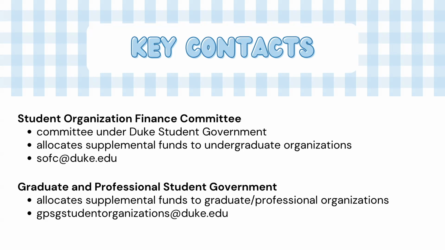And then same thing for graduate and professional student government. They help allocate supplemental funds to graduate and professional student organizations. They can be reached at GPSG student organizations at duke.edu, or you can use GPSG at duke.edu. Either way, they will get you to the right person in the right place. Those are just a couple of key contacts.